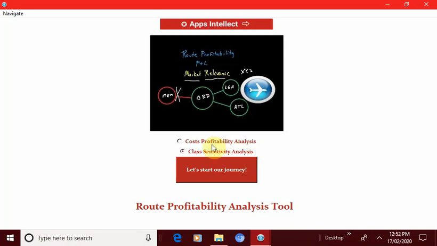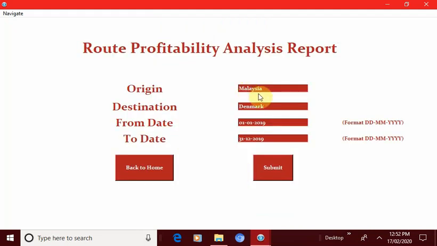Both the applications, the first application, cost profitability analysis, can serve the purpose of routes already flown, or it can also be used for planning a particular route. In the second application, the same way, it can be used to analyze the routes flown, or you can plan a particular route to be evaluated. So the second application will plan a particular route which is to be flown, and we will evaluate whether it's feasible for the airline to fly that particular route. So let's start the second application.